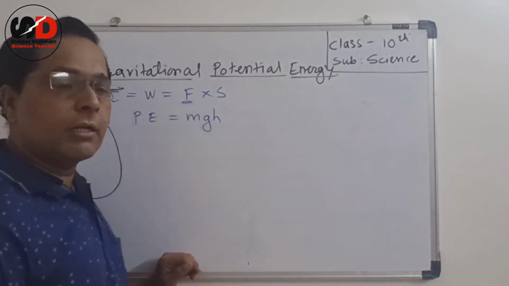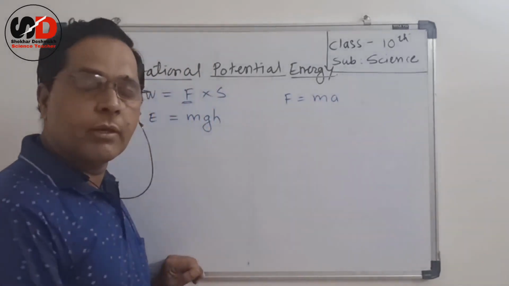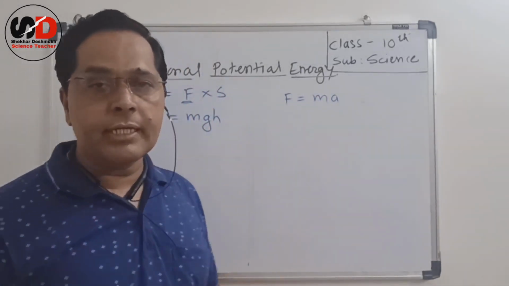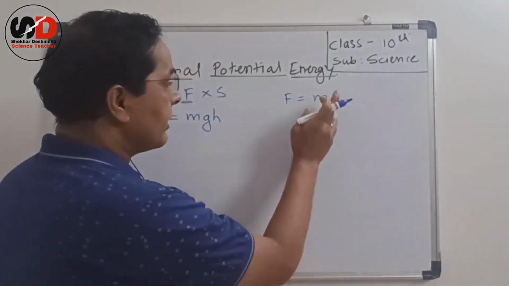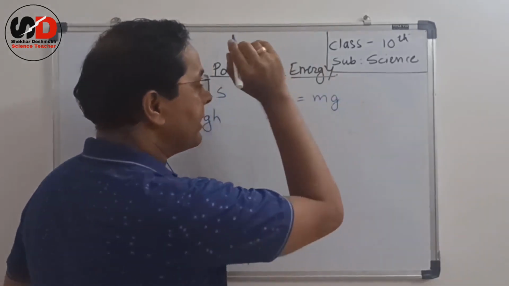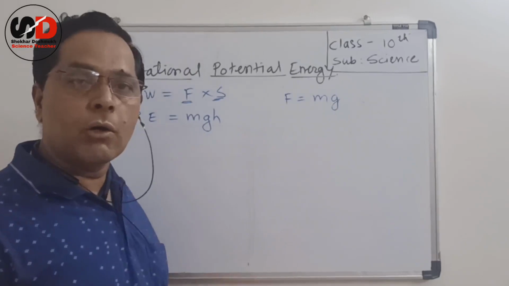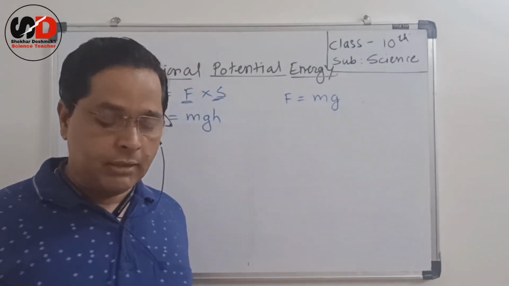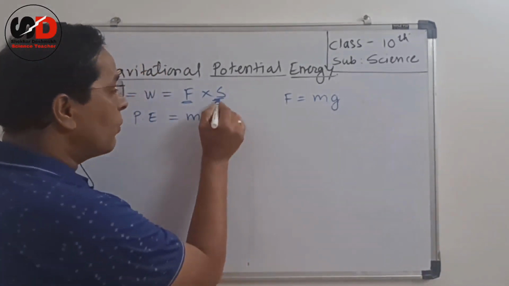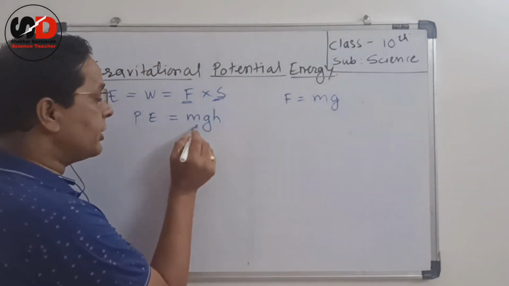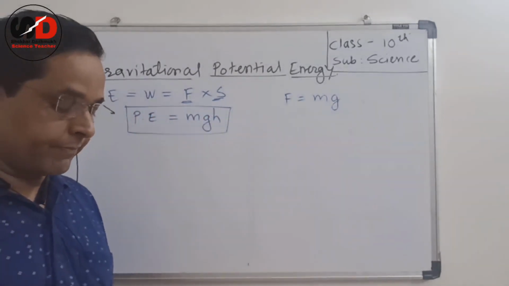F is nothing but, we know F is equal to mass into acceleration. But as we are talking about gravitational acceleration only, because the object is under the influence of gravitational force only, therefore we write it as m into g. And as the object is falling down, how much displacement is taking place? The displacement is measured in height, and therefore we write this S as h here. So it is the formula for potential energy.